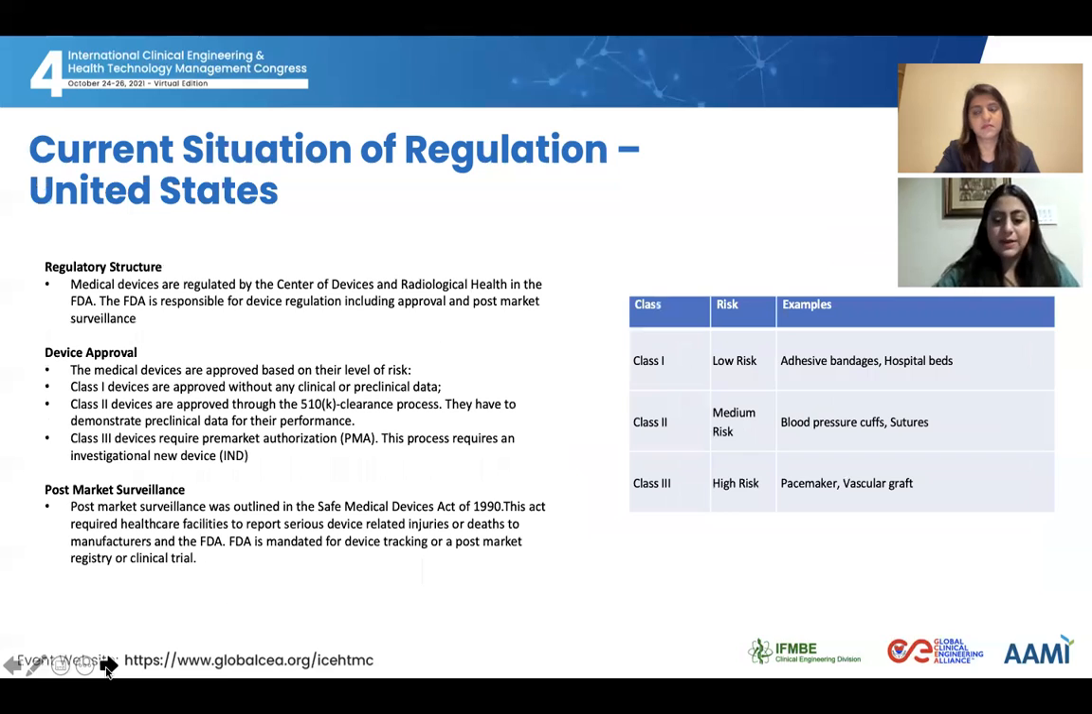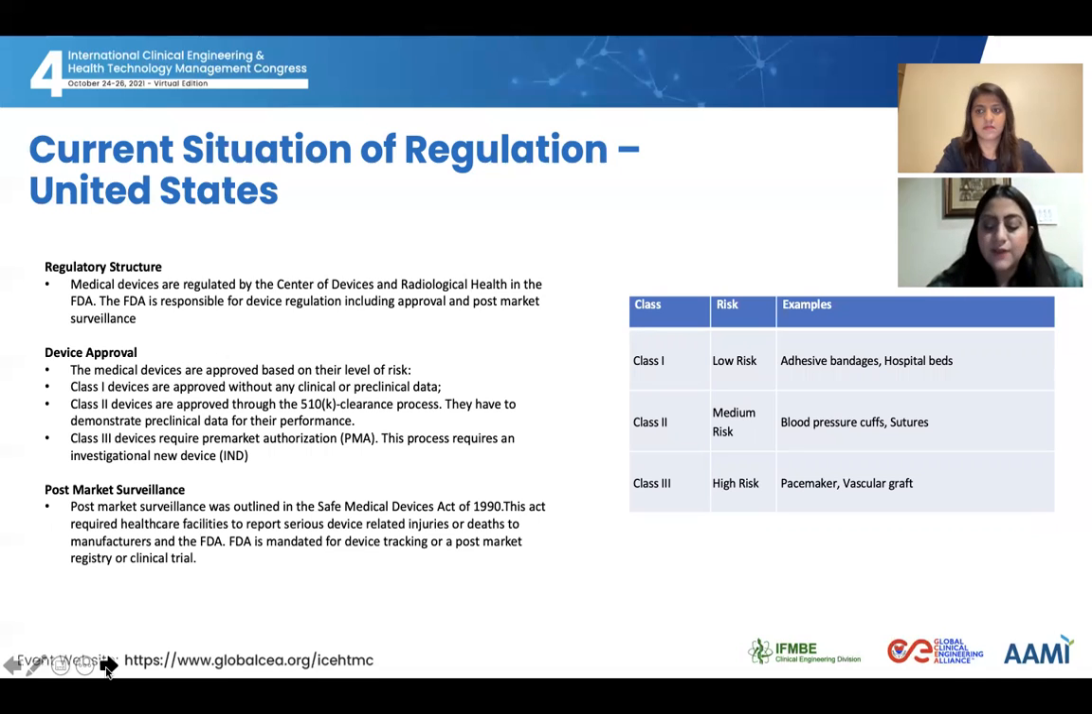Next slide. In USA, the Center for Devices and Radiological Health under the FDA regulates medical devices. The risk classes are Class 1, 2, 2A and B, and Class 3, Class 3 being the highest. Class 1s are approved without preclinical or clinical data, Class 2 through 510K clearance, and Class 3 with pre-market authorization. Post-market surveillance is done under the Safe Medical Devices Act 1990 with health facilities reporting adverse effects.